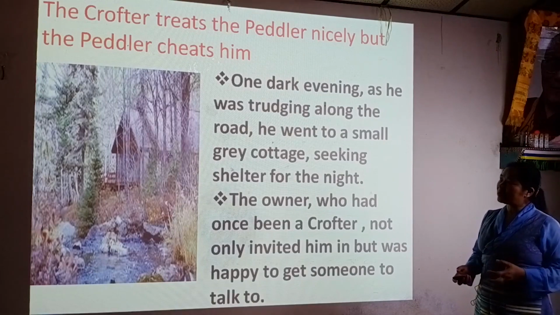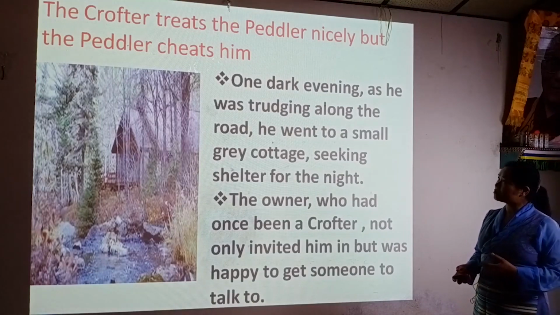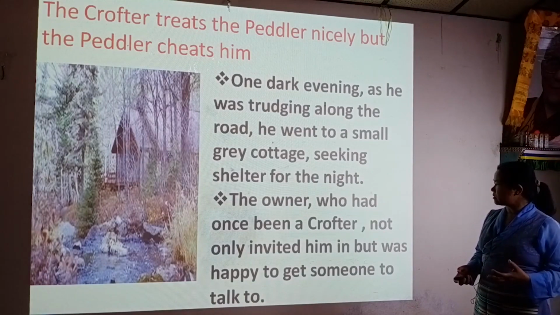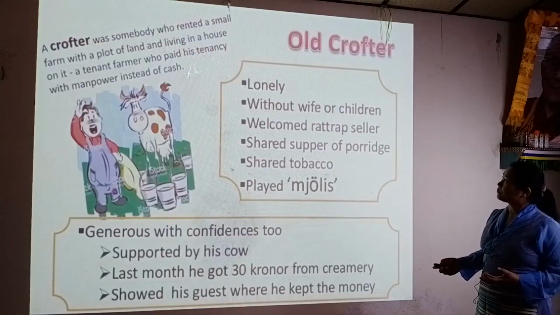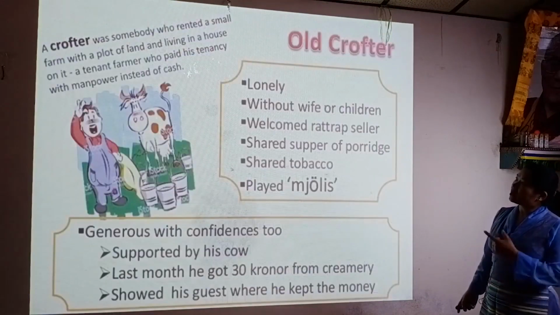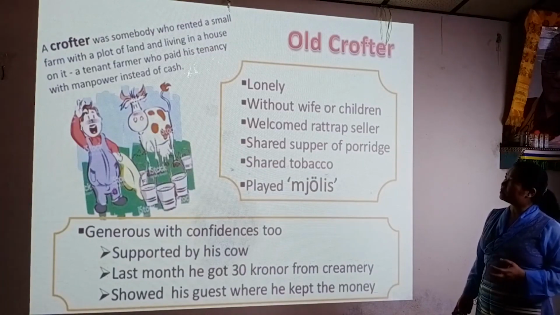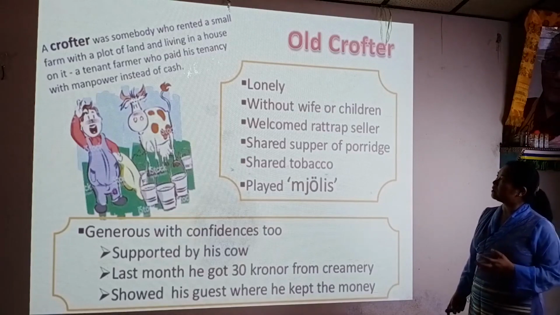Again, we have to think about this crofter. Why was he so kind, hospitable, and generous? Here, what does a crofter mean? A crofter was somebody who rented a small farm with a plot of land and lived in a house on it. A tenant farmer who paid his tenancy with manpower instead of cash.